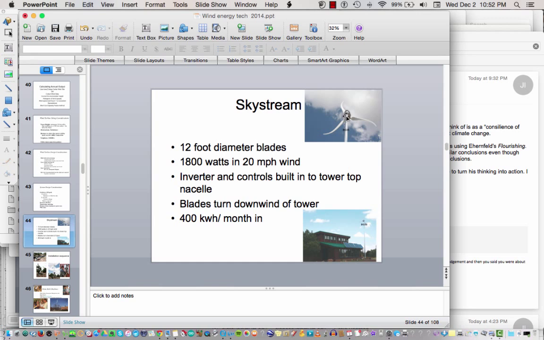Another interesting and unusual thing is that all the controls and the inverter and everything needed to connect this to the grid are located at the top of the pole in this nacelle. That's what the covering for the generator and all the electronics is called in a wind turbine, the nacelle. All you have to do is run a wire down this pole into your house and plug it into a circuit breaker, because all the electronics and controls are in the turbine. It will produce about 400 kilowatt hours per month in a modest wind speed, which is half of what a typical homeowner might use.